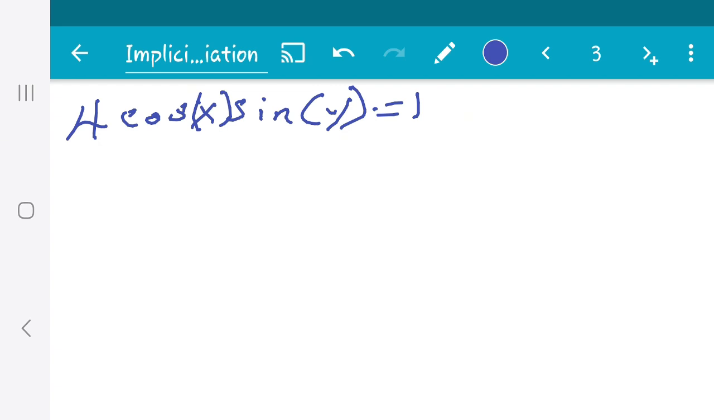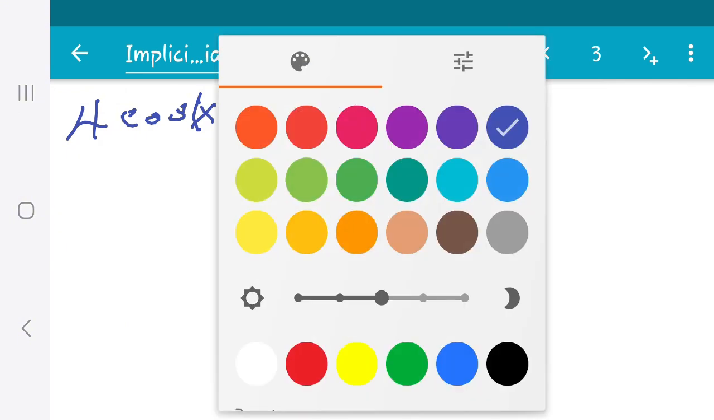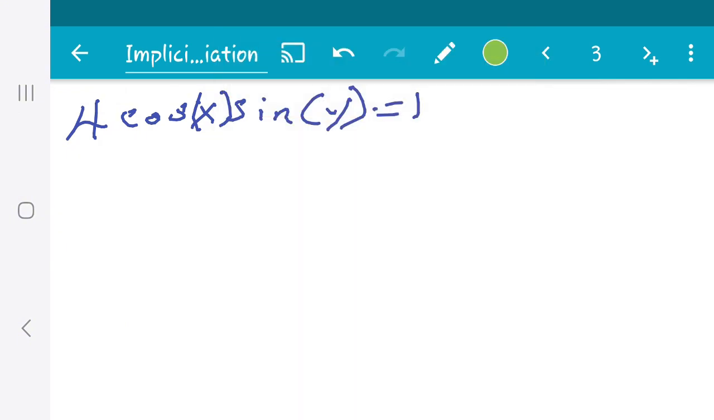We can start by differentiating the side of x with respect to x. We can start with cos x with respect to x. If we differentiate cos x with respect to x, we take sine y as a constant. So the derivative of cos x times sine y will be negative sine x sine y.